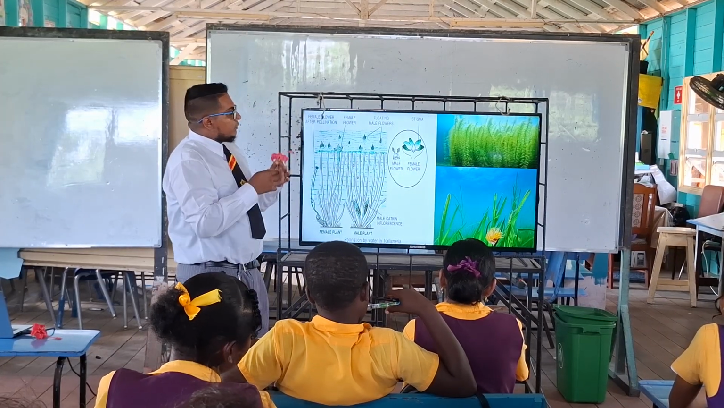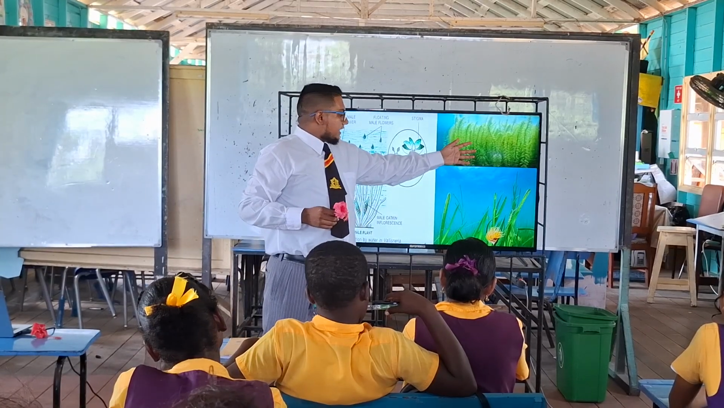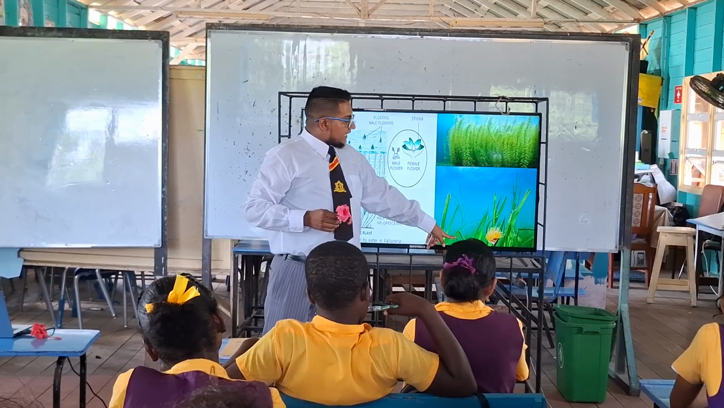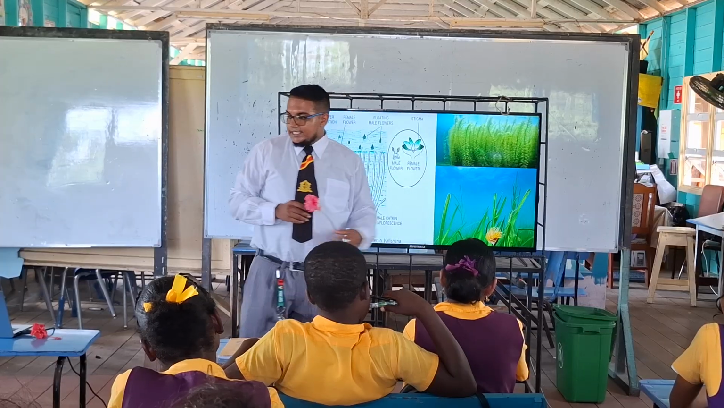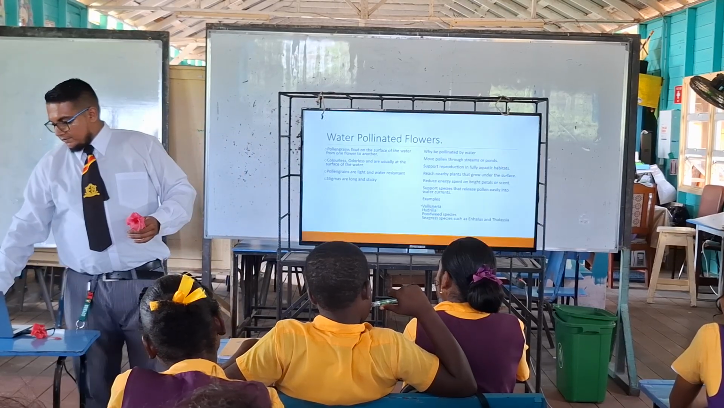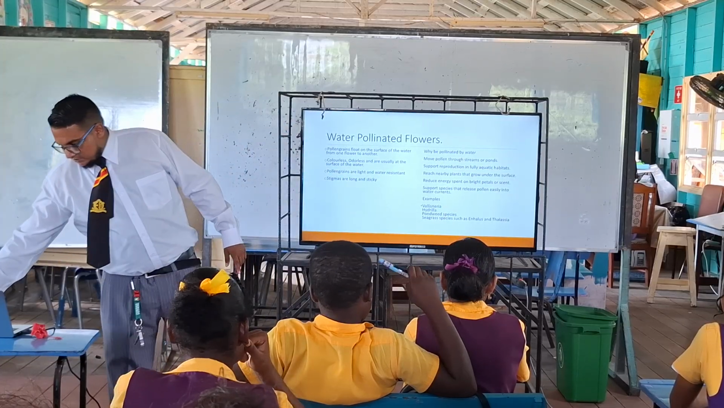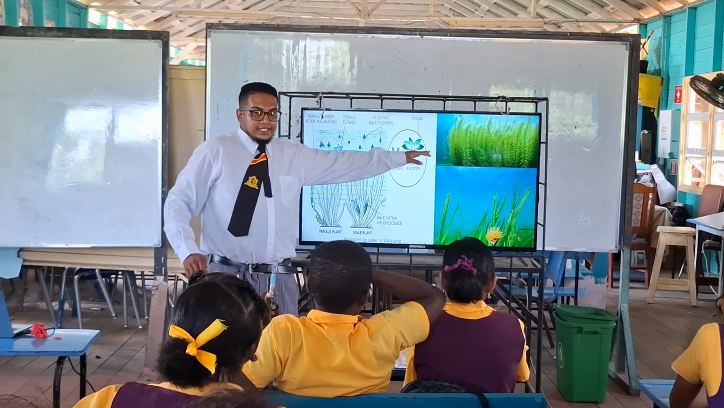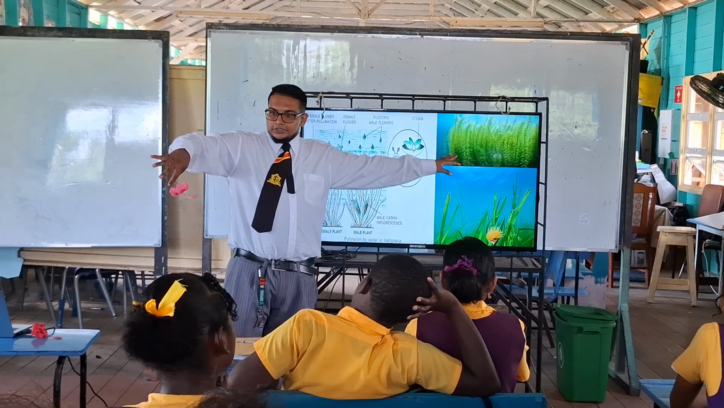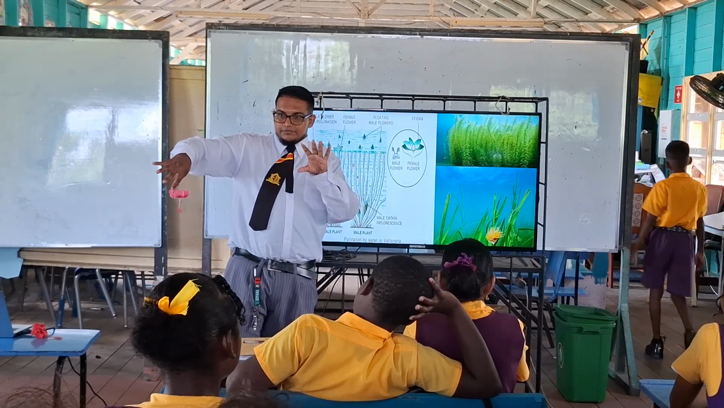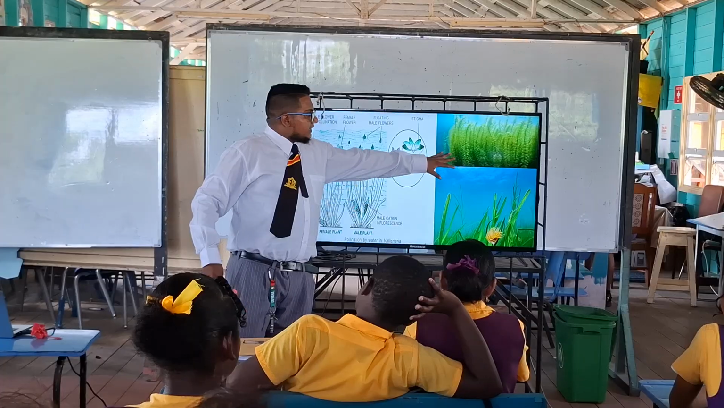Some examples of underwater plants. This is the seagrass, and this is the hydrangea. When you go to the creek, right, it's got some very soft grass, right? This is the hydrangea grass.